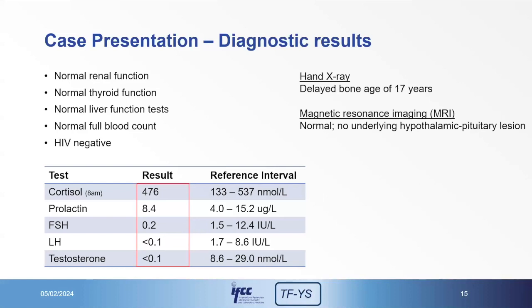Hand X-ray was performed to assess his bone age, where he did have a delayed bone age of 17 years, which is 2 years below what it should be, which is to be expected with a low testosterone concentration, as testosterone is needed for bone density mineralization. It was decided to perform a cranial MRI in this patient, which was normal and confirmed that there were no underlying hypothalamic pituitary lesions.